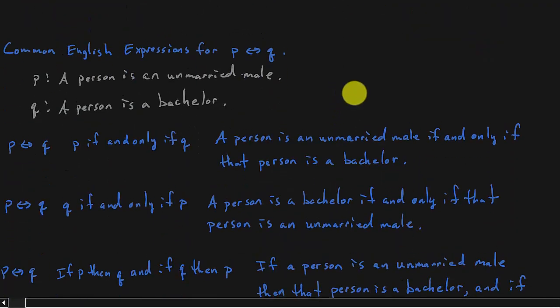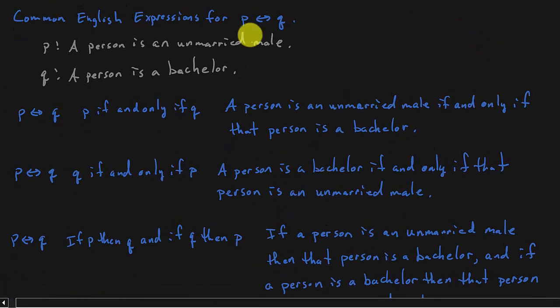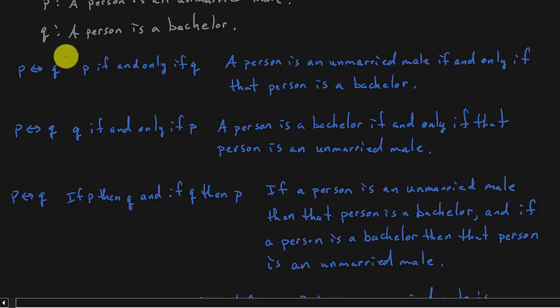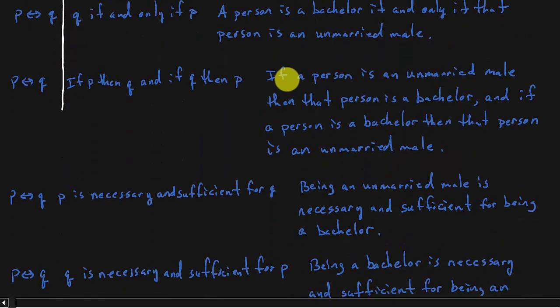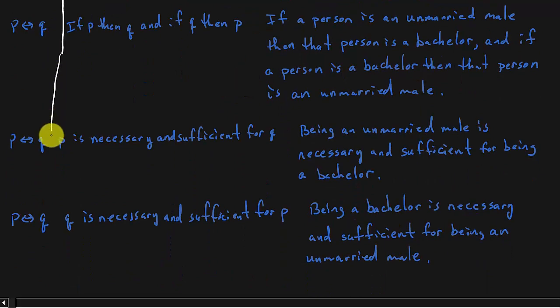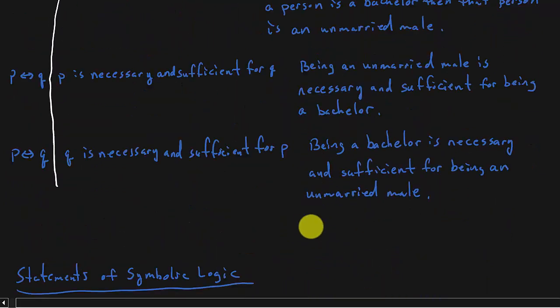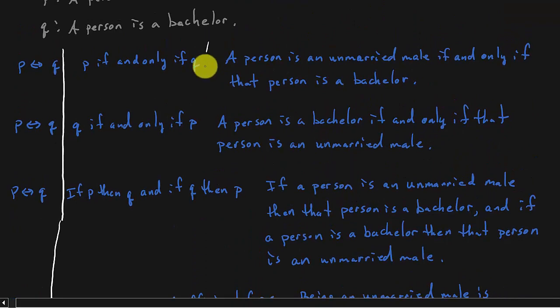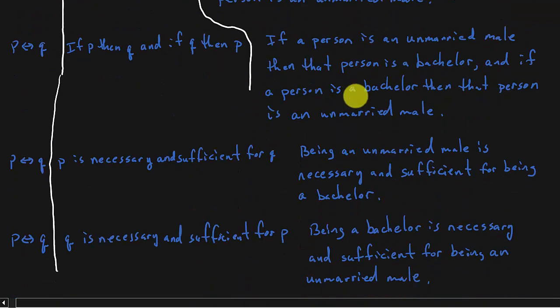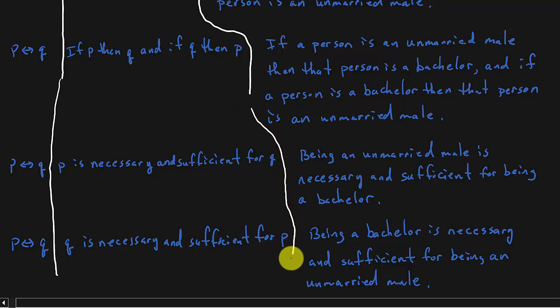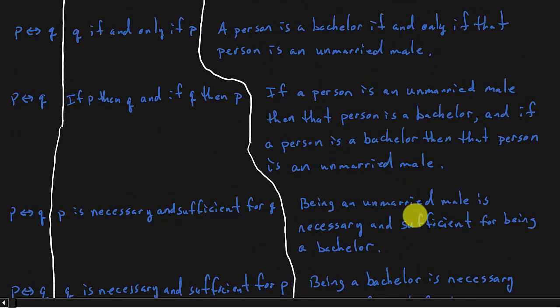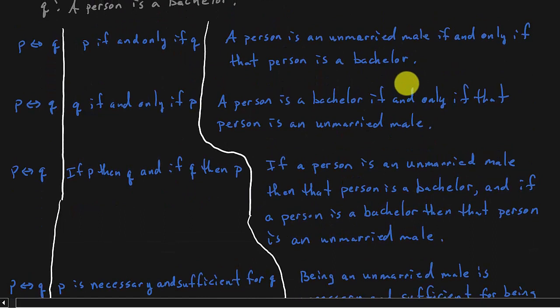Now what do we got? Common English expressions for P if and only if Q. Let's take the statements. P is the statement a person is an unmarried male, and Q, a person is a bachelor. This is going to split up into three columns again.